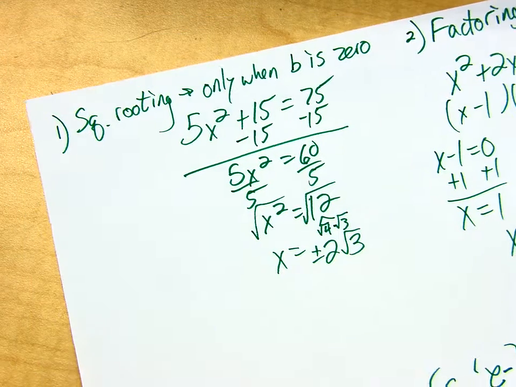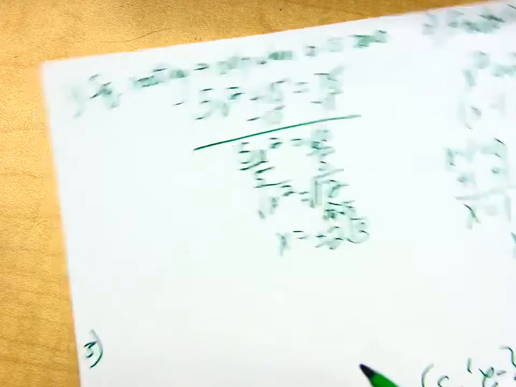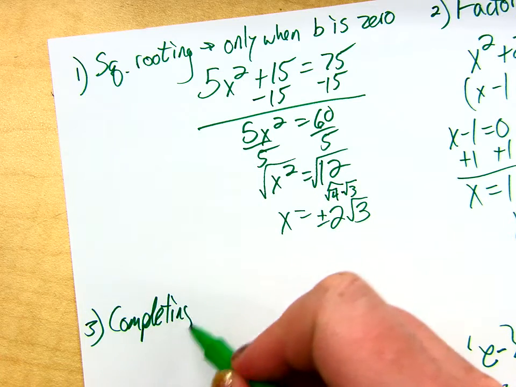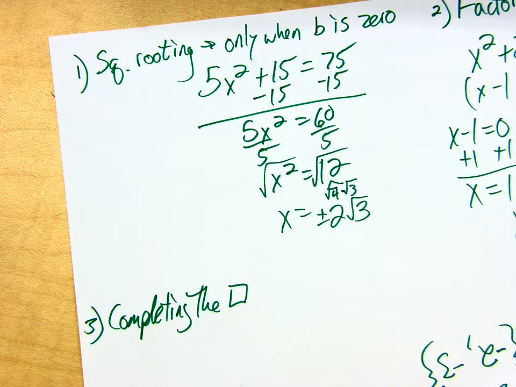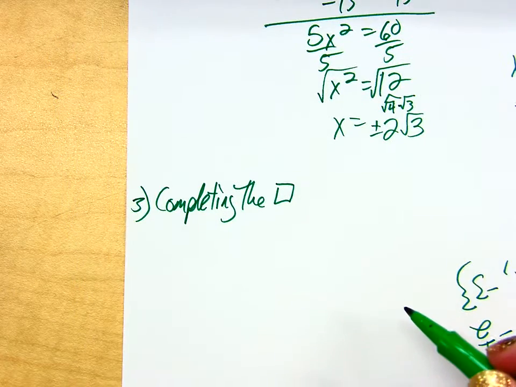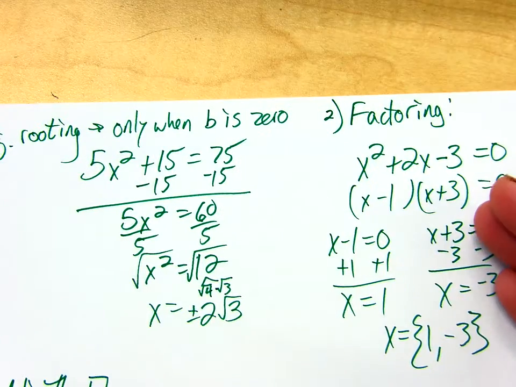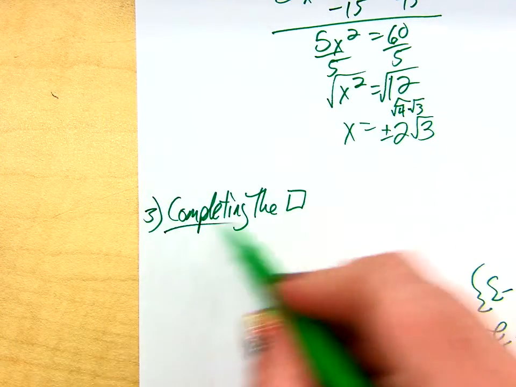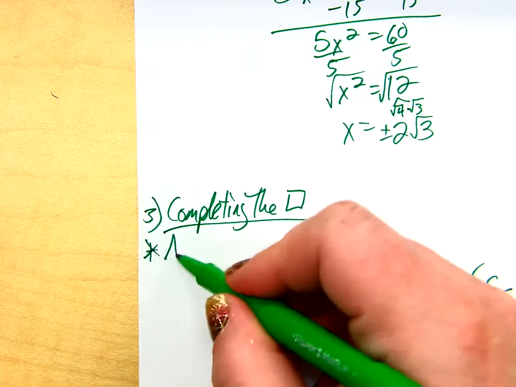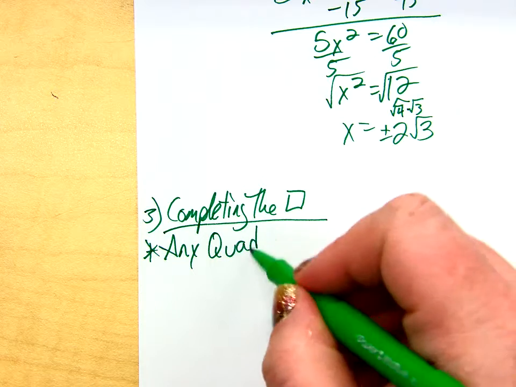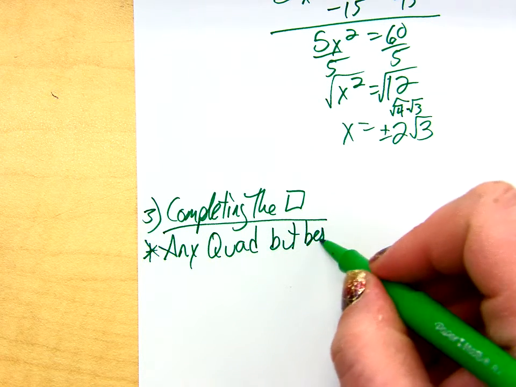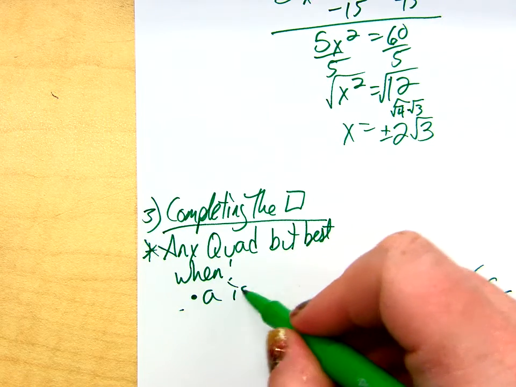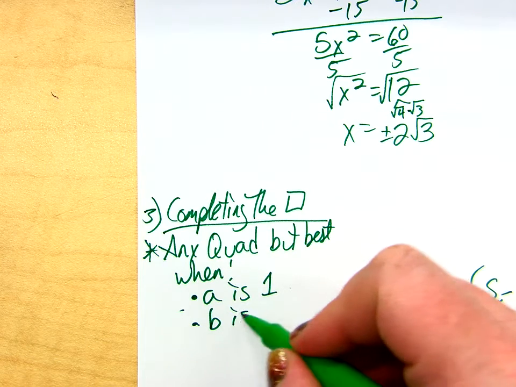And then the third way that we had learned on Friday was solve by completing the square. This is for any quadratic. But if it can be factored, why wouldn't you? So any quadratic, but when is it best? When a is 1 and b is even.